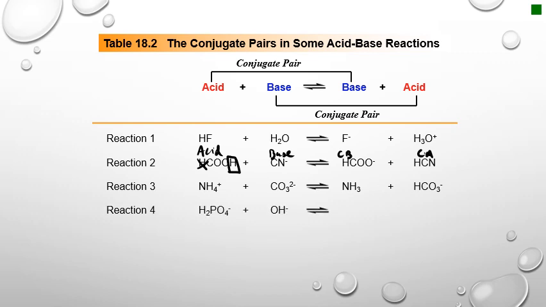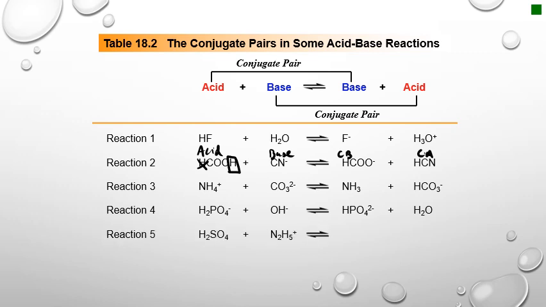The H2PO4 minus plus an OH minus, forming HPO4 2 minus and H2O. So in this case, the hydrogen from the H2PO4 minus goes to the hydroxide, forming water, leaving you with the HPO4 2 minus.